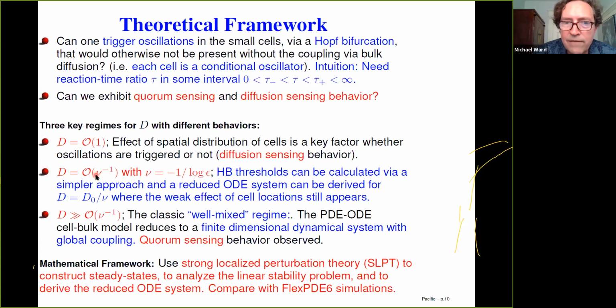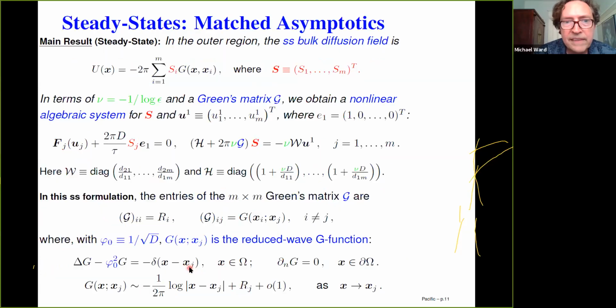And you can also derive a reduced ODE system from this model, but where you still see the effect of the cell locations and also the diffusivity. In the classic well-mixed regime, there's no effect of the cell locations, there's no effect of D, it's just the global coupling. So how do we do this? We use strong localized perturbation theory to construct steady states. We analyze the linear stability problem, then derive the reduced ODE dynamics and compare with full numerical simulations.